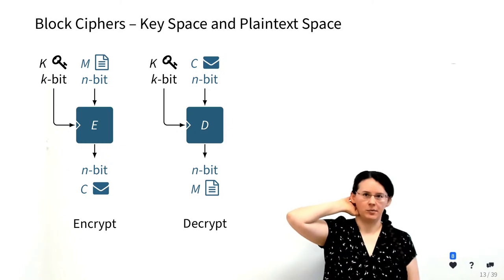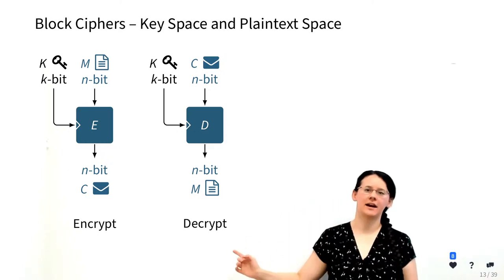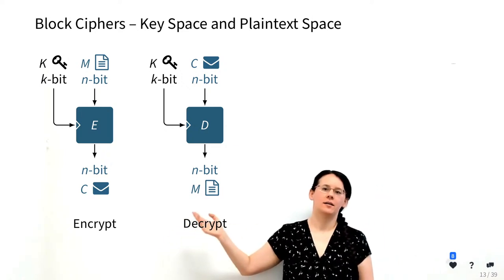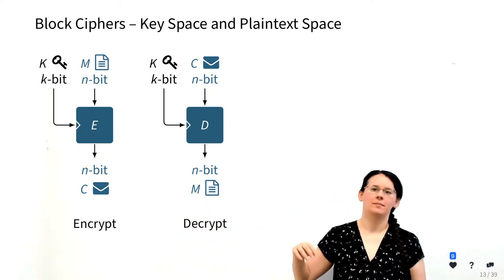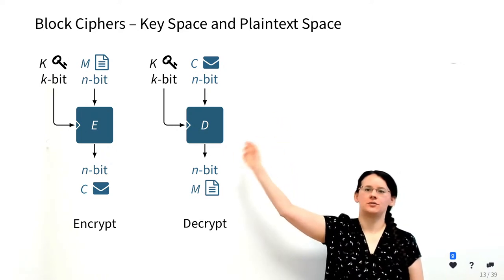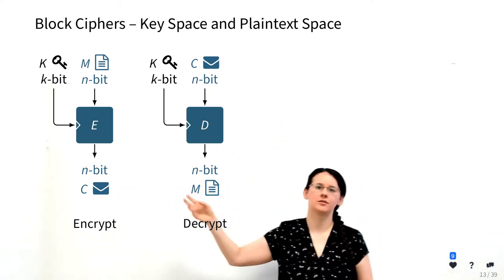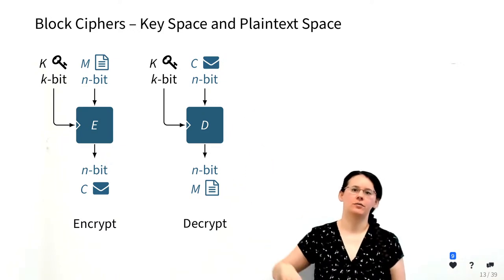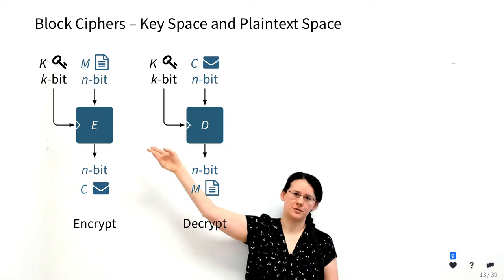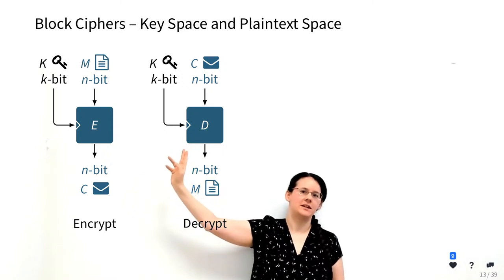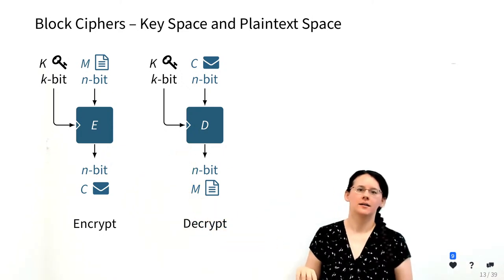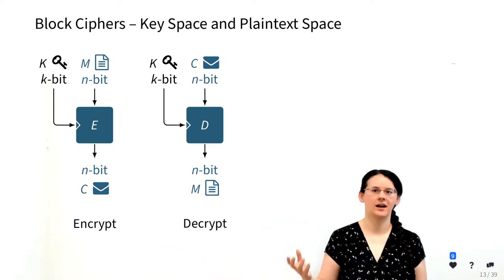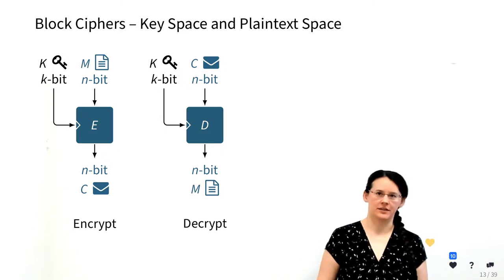You will see that I have two pictures here. This is because any block cipher must also be invertible, meaning you can not only compute from the message to the ciphertext, but also backwards from the ciphertext to the message. And we usually denote the forward function with an E for encryption and the inverse with a D for decryption. So these are inverses to each other in a mathematical sense. The one undoes the operation of the other.